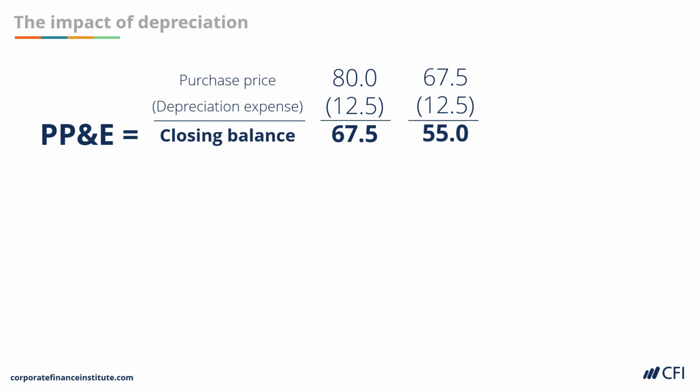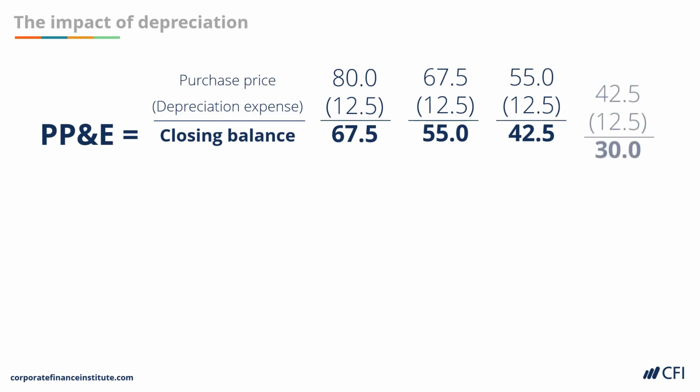In year 3, we follow the same pattern, taking the prior year ending balance, subtracting the depreciation expense, and getting this period's closing balance, 42.5. Finally, in the last year, year 4, when we deduct depreciation, we arrive at the scrap value of 30. That means that from here on out, if this asset remains on the balance sheet, it will stay at 30 and not go lower. If it is sold in the future for any value, then it will be removed from the assets of the balance sheet.